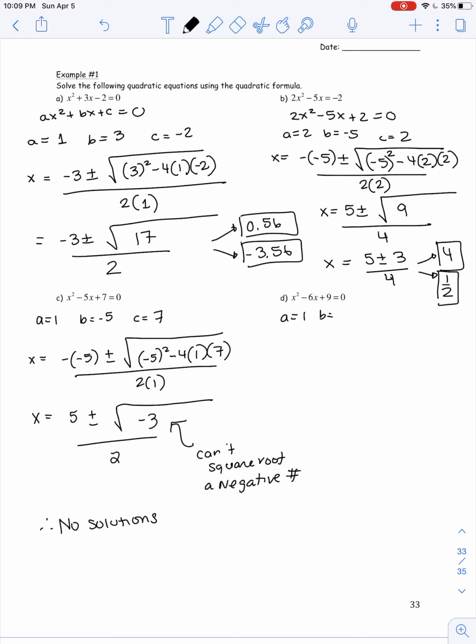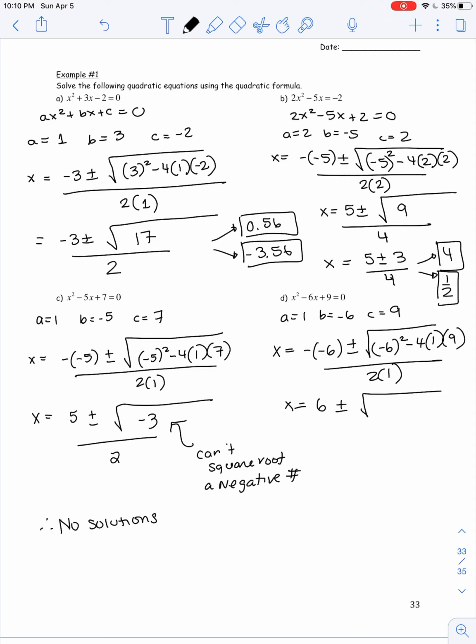Our next one here, we have A is equal to 1, B is equal to -6, and C equals 9. So in our equation, x equals -b plus minus square root of -6 squared minus 4 times 1 times 9 divided by 2 times 1. 2 negatives becomes +6, and then we have 36 minus 36 over 2.